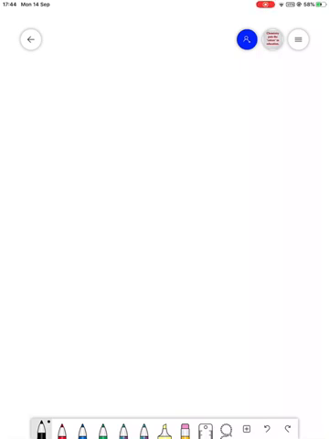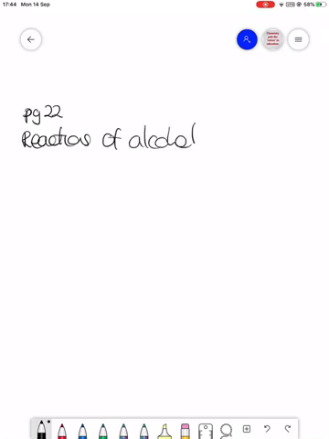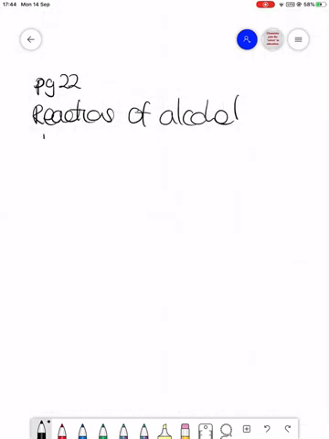Okay, folks, we're working off the bottom of page 22 of our hot pink book. So we're just going to look at some of the reactions of alcohols. And the first one, the main one that we're interested in, is a metal-acid reaction. We've seen that last year.